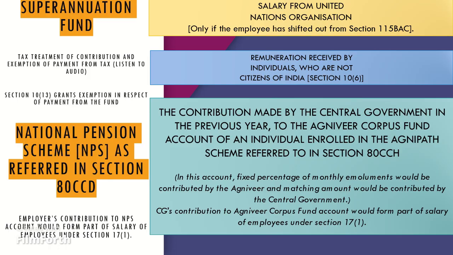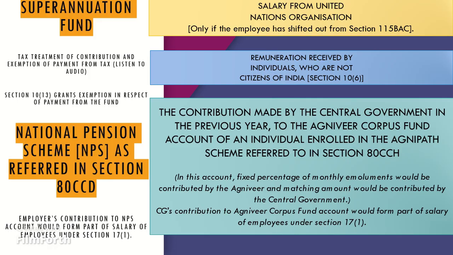In this account, fixed percentage of monthly emoluments would be contributed by the Agniveer, and matching amount would be contributed by the central government. The Agniveer Corpus Fund is defined as a fund in which consolidated contributions of all the Agniveers and matching contributions of the government along with interest on these contributions would be held in their respective accounts. Central government's contribution to Agniveer Corpus Fund account would form part of salary of employees under Section 17(1).